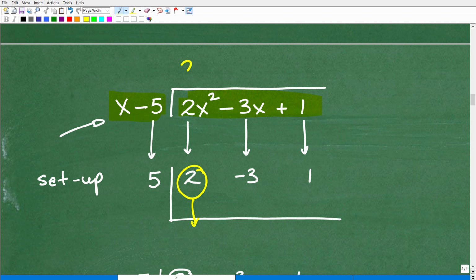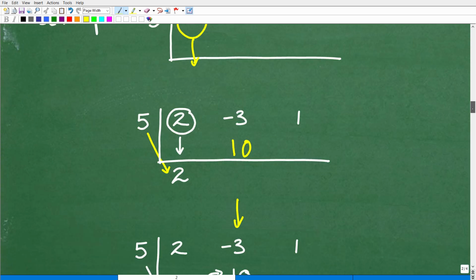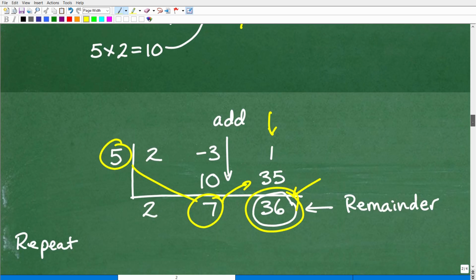If we take 2x squared minus 3x plus 1, and let's call this the function f of x is equal to 2x squared minus 3x plus 1. And I said, hey, find f of 5. Or evaluate this function for 5. Find f of 5 of this particular function. It's the same thing as synthetically dividing by this number. So the answer is going to be right here. It's going to be 36.